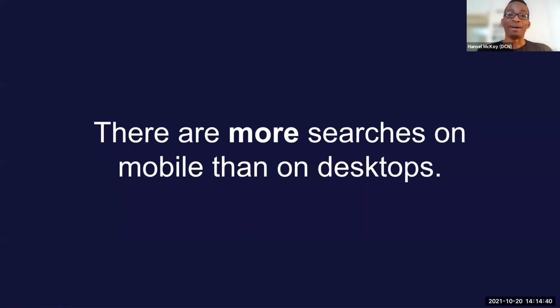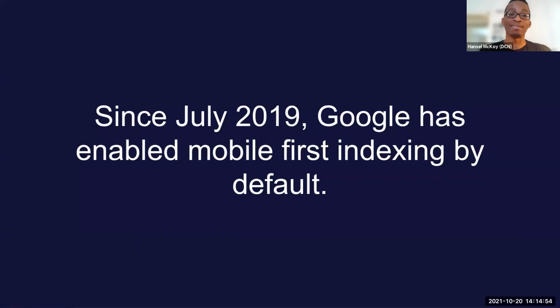There are more searches on mobile devices than desktops. I mentioned that slightly earlier, but this brings context to this entire conversation. We all need to be thinking about mobile now more than ever. Since July 2019, Google has enabled mobile-first indexing by default. Now, to many of you, this might sound a little confusing at first, but it's more simple than you think.